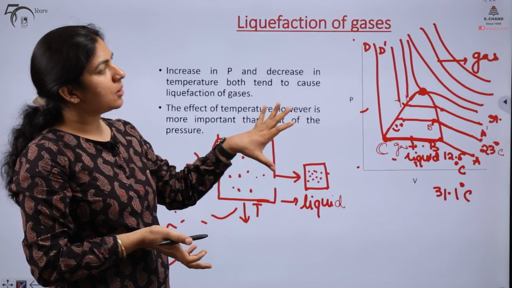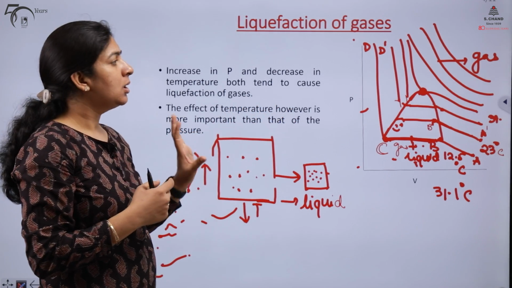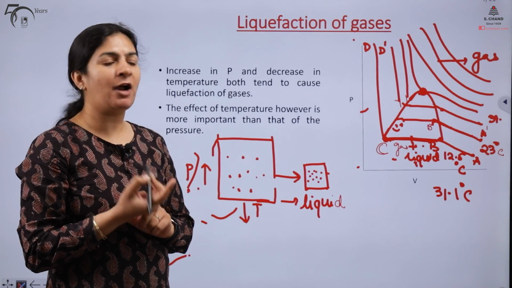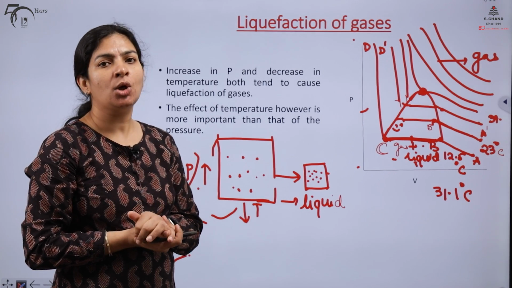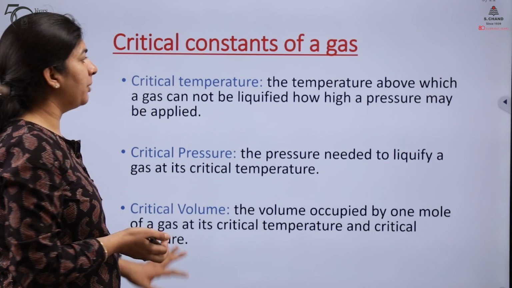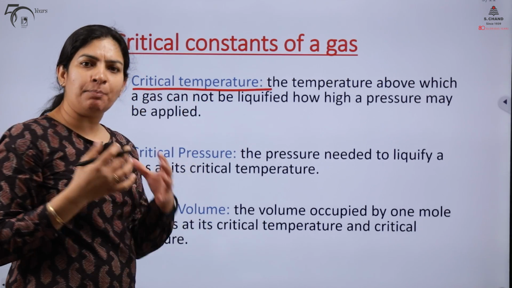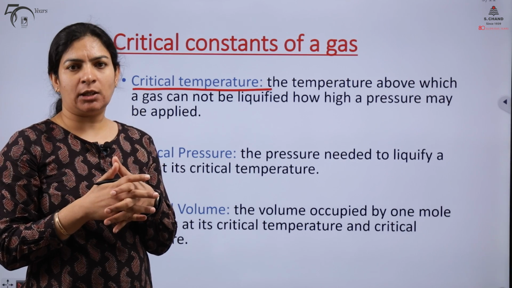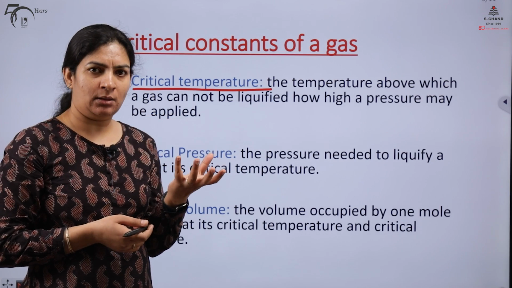And here we have also come to the conclusion that though pressure and temperature both favor liquefaction, the deciding factor is temperature. So temperature plays a more important role, and therefore we define critical temperature for gases. Critical temperature is basically the minimum temperature above which a gas can never be liquefied, how much ever high pressure you may apply, right.